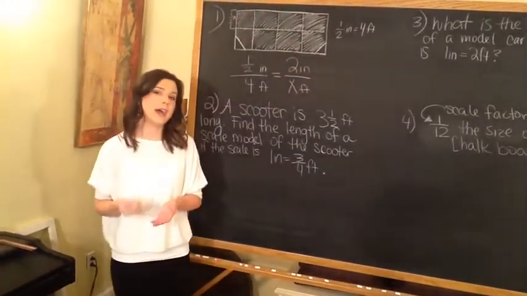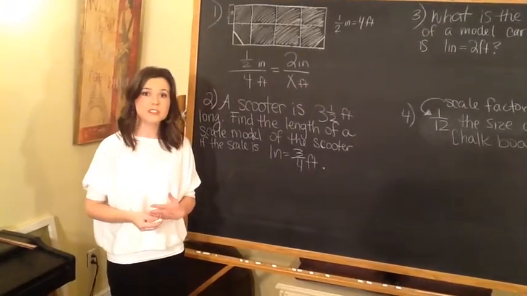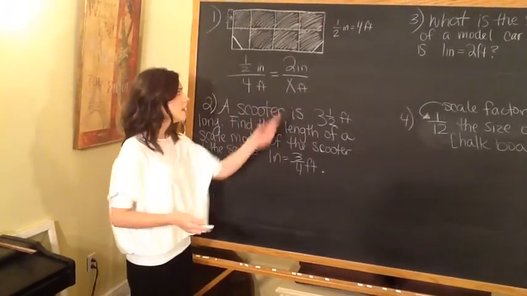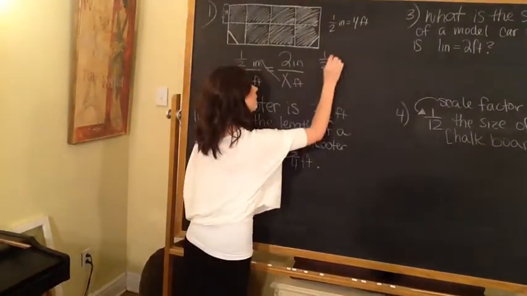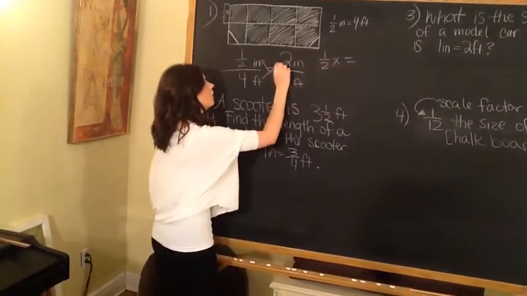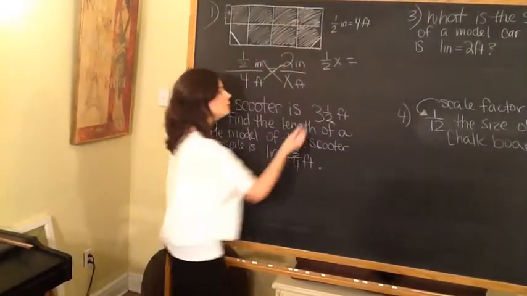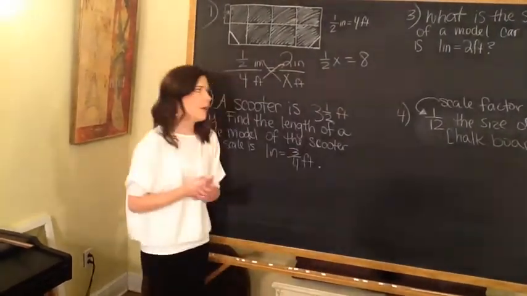Now we're going to do our cross multiplication to solve for our missing variable, which is x. So I'm going to do x times 1/2, which is going to be 1/2 x, equal to 4 times 2. So 2 times 4 gives you 8. Now we're going to solve for x.